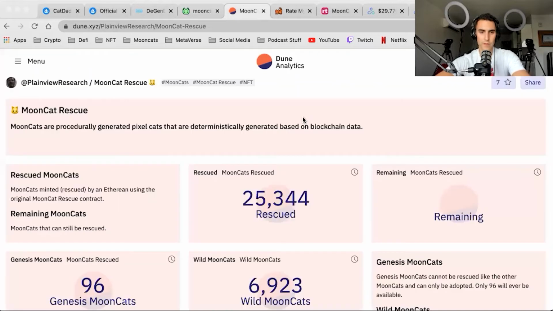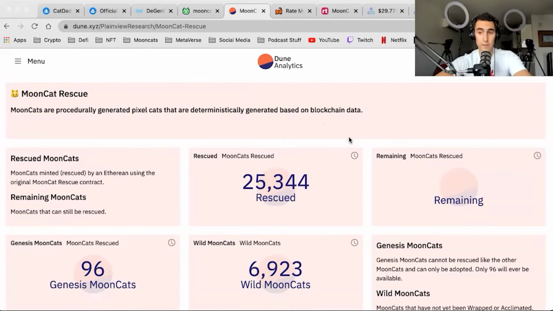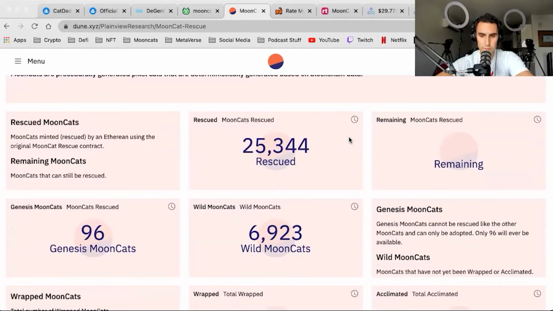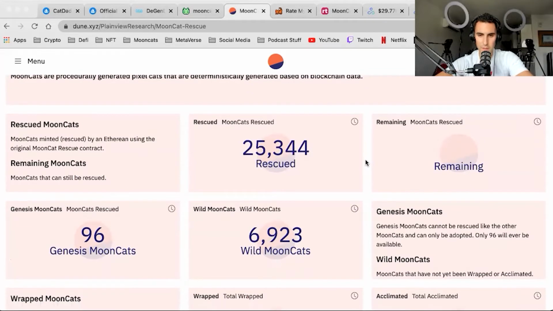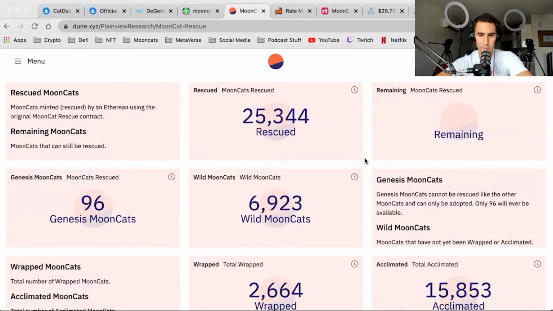Another one that is referenced pretty often is Dune Analytics. So Plainview Research, you can follow him on Twitter. This is a very comprehensive list. It shows you the wild mooncats that still exist. So these are the unwrapped mooncats. These are all that were rescued. So there's 25,440. So I'm not sure where the missing is. Maybe they were claimed of some sort.